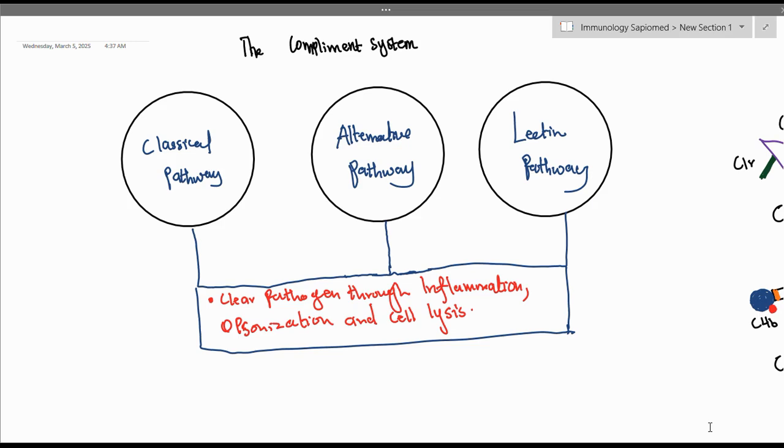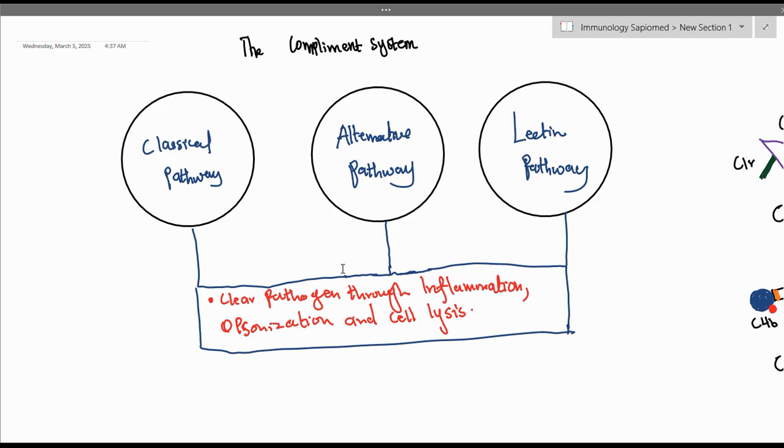Alright, so let's begin. The complement system, as I said earlier on, is an example of the innate immune system. The innate immune system is not specific. When we are talking about the complement system, we can classify it into 3 categories: the classical pathway, the alternative pathway, and the lectin pathway. Today we are going to focus on the classical pathway for now, but we are going to talk about the proteins that are involved in the complement system.